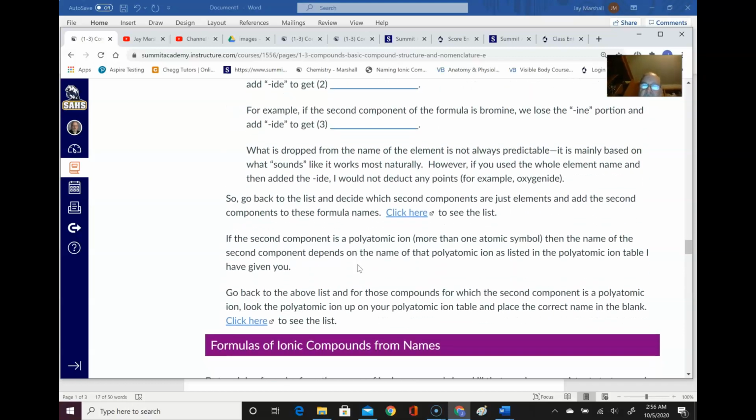What is dropped from the name of the element is not always predictable. It's mainly based on what sounds like it works most naturally. However, if you use the whole element name and then add -ide, I would not deduct any points. So for example, if you said oxygenide, I would accept that. So go back to the list and decide which second components are just elements, and add the second components to these formula names. Okay?